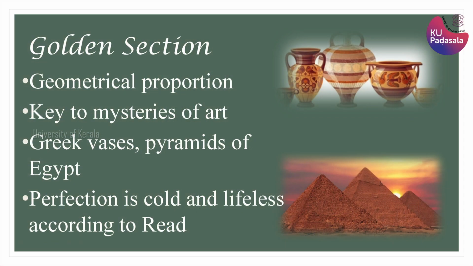And Reid also dismisses aesthetic pseudo concepts. For example, when he talks about the sense of beauty, he says that beauty is a fluctuating phenomenon. The concept of beauty changes over time. Reid also refers to another ancient Greek concept named the golden section. The golden section is a kind of geometrical proportion that you would find in the ancient pottery, for instance, Greek pottery. So he said that the key to the mysteries of art lies in unraveling the golden section, the formula of golden section. And he says the pyramids of Egypt are a perfect example. But according to Herbert Reid, perfection is something that makes art cold and lifeless.